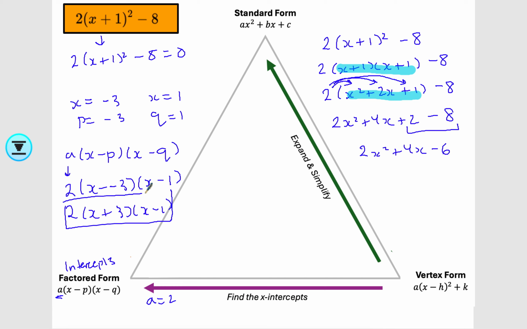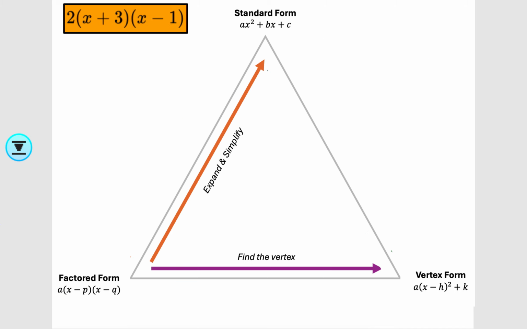And again, go back to all the previous slides. You'll notice we're all getting the same exact answer because these are all equivalent forms of the same quadratic. And then the last form is the factored form, which is what we just got a few seconds ago. Again, from factored to standard, this is quite easy. You just expand and simplify.